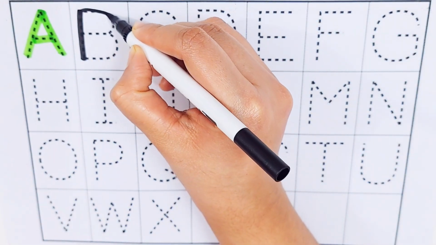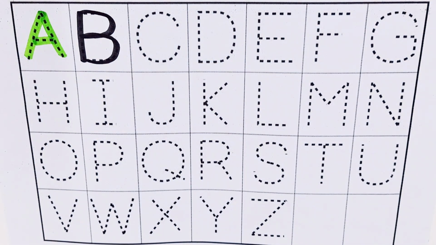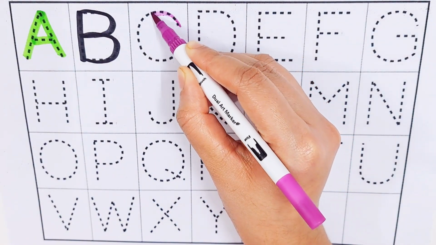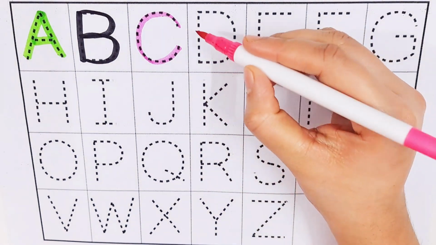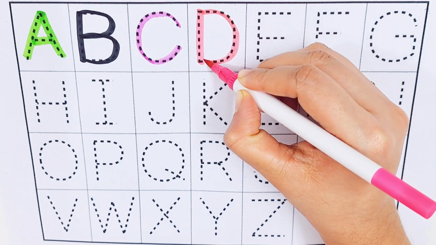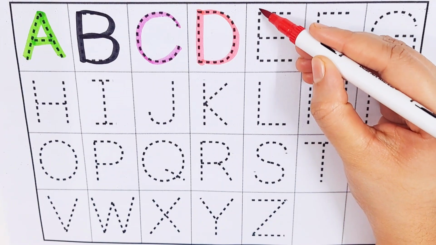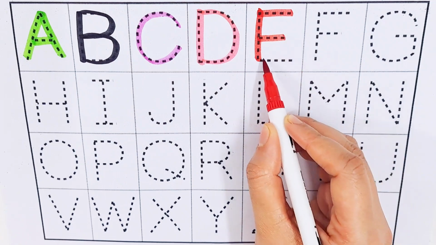Black color. B for butterfly. Violet color. C for cherry. Pink color. D for door. Red color. E for egg.